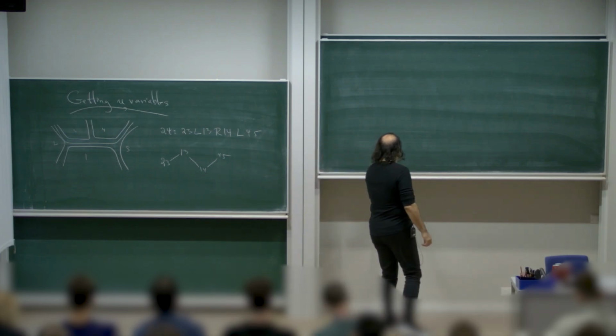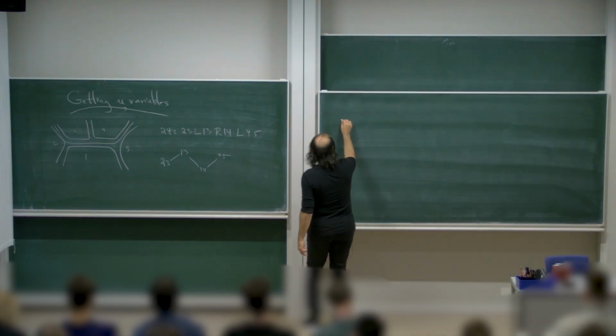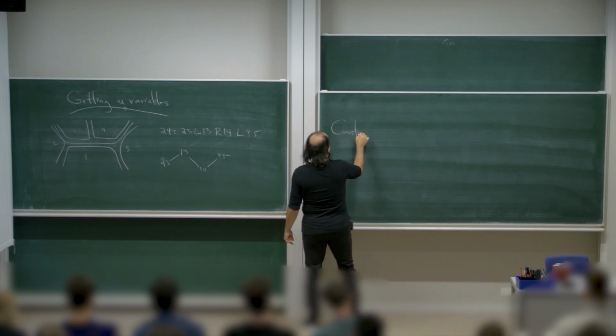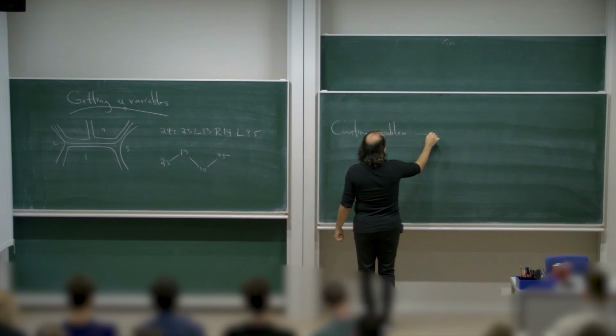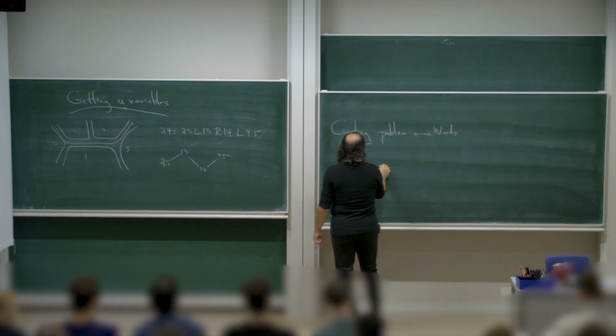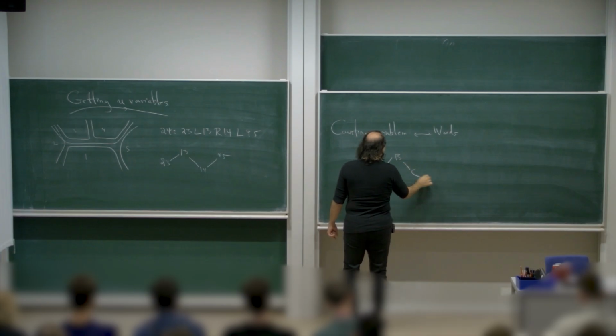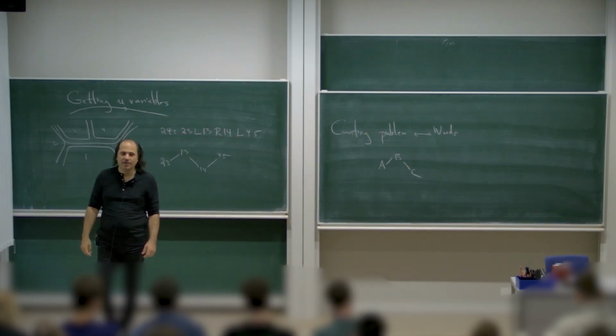Okay, so now I'm going to define a counting problem associated with any word. We're going to say a counting problem associated with words. And this is what we're going to do. Let's say you have a word that looks like A, B, C. I'm going to tell you what the counting problem is.